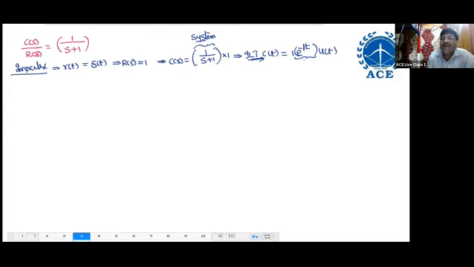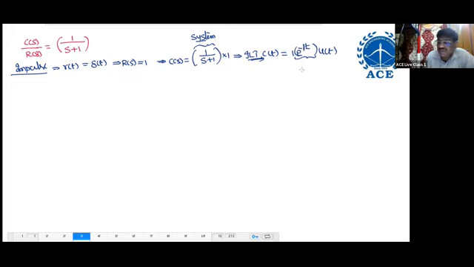Whatever nature you are getting, that is called purely system nature. The impulse response does not consist of any input term. It consists only of the system response.